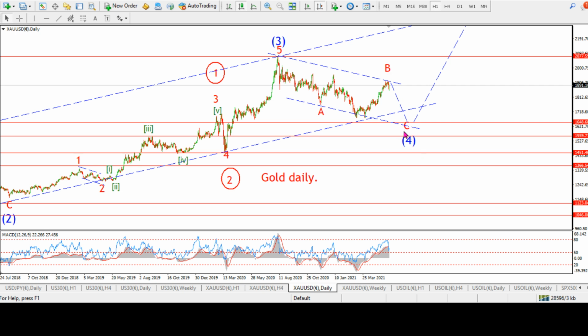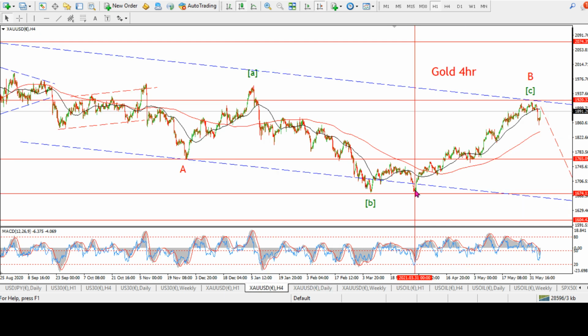And I think when we do get that new low in wave C down around 1650 or something, that could be the buy of the decade for gold. Okay, so let's get into the 4-hour chart there. You can see that we've got that A down, and A, B, C up in B, and then we should head lower pretty soon into wave C.